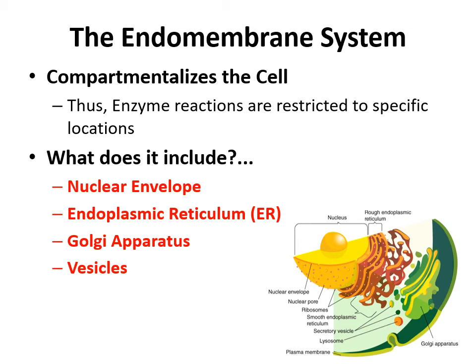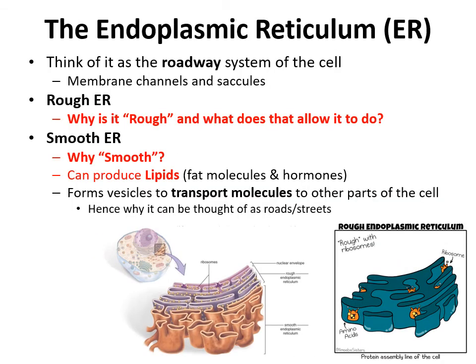Now we've already mentioned what the nucleus does. The nuclear envelope helps hold in all of that DNA and genetic material. Next, we're going to talk about the endoplasmic reticulum. Some people think of the ER, or the endoplasmic reticulum, as the roadways of the cell, because there's a whole lot of transport going on in these roadways. There's some protein transport and some lipid transport.